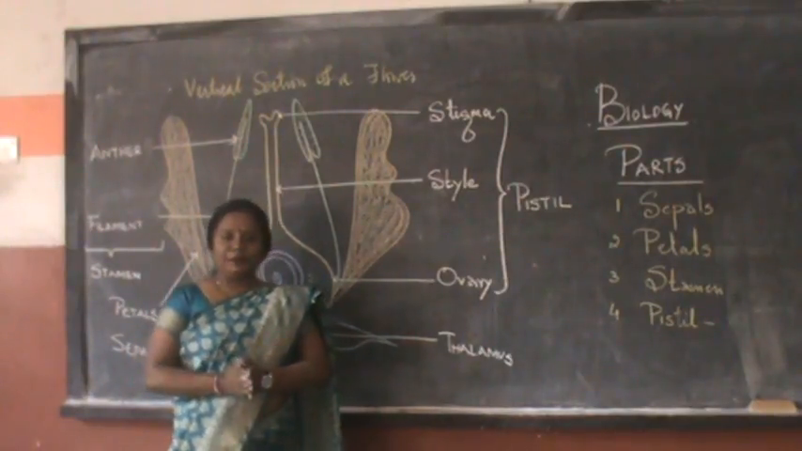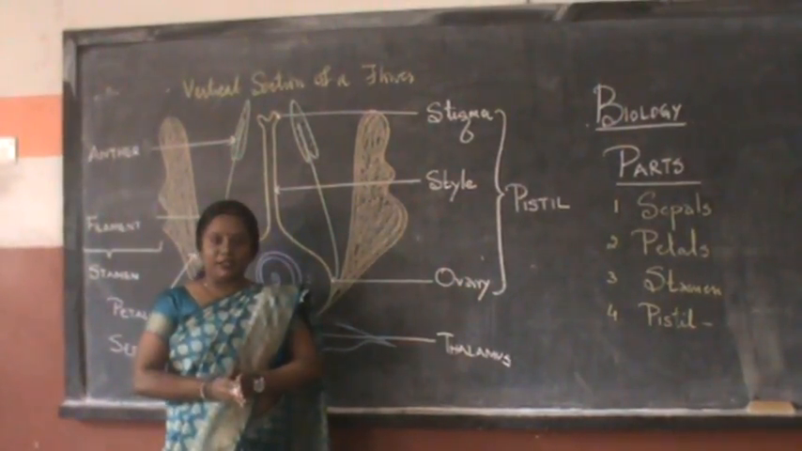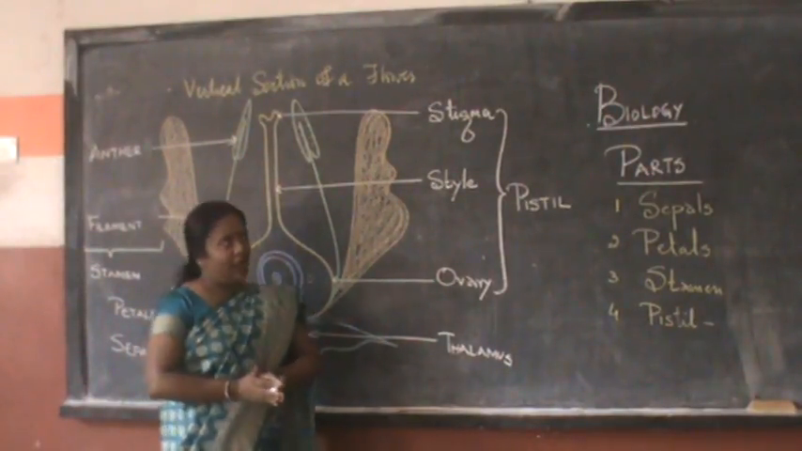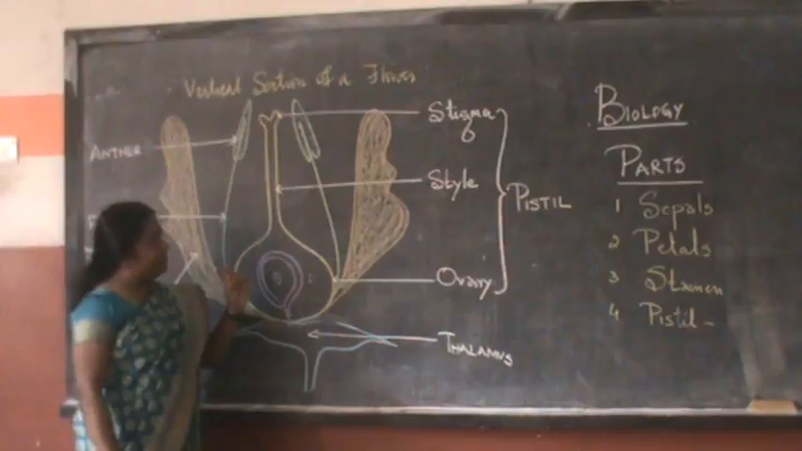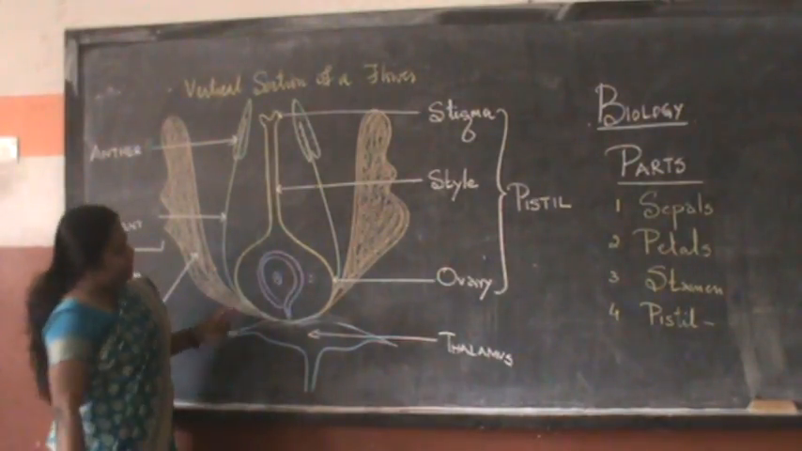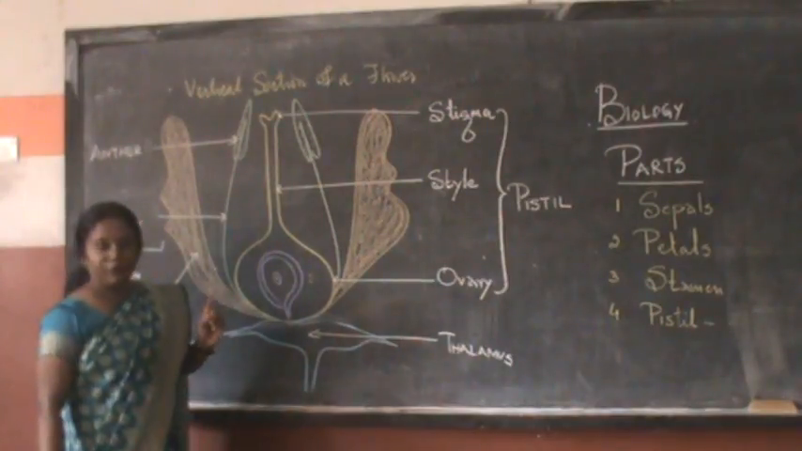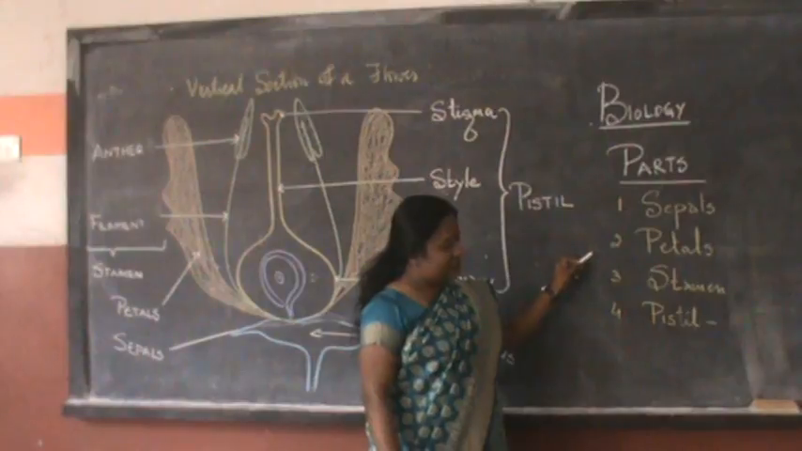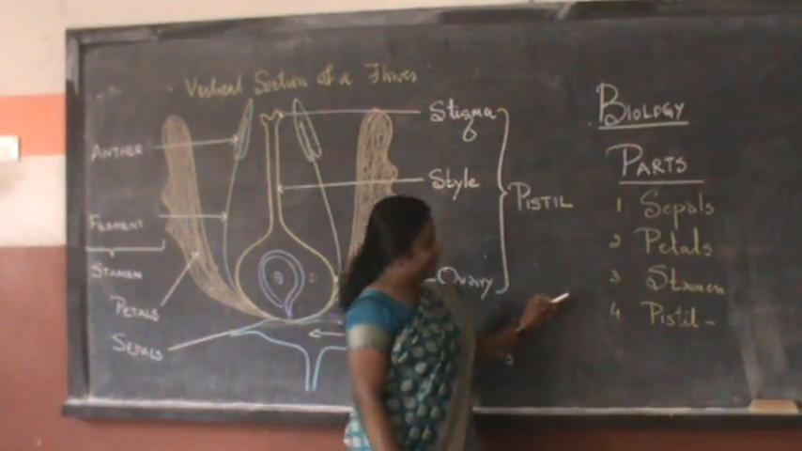Good morning everyone. Today we are going to understand a topic in biology titled parts of a flower. As you can see in this diagram, I have drawn a vertical section of a flower in which you can identify four major parts, namely sepals, petals, stamen and pistil.